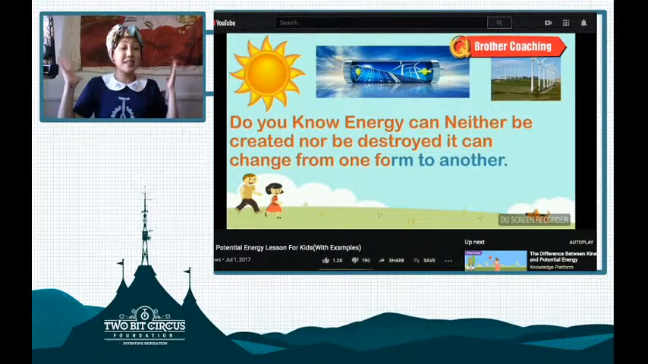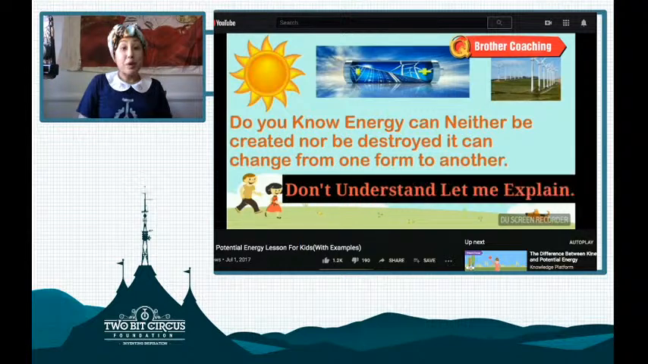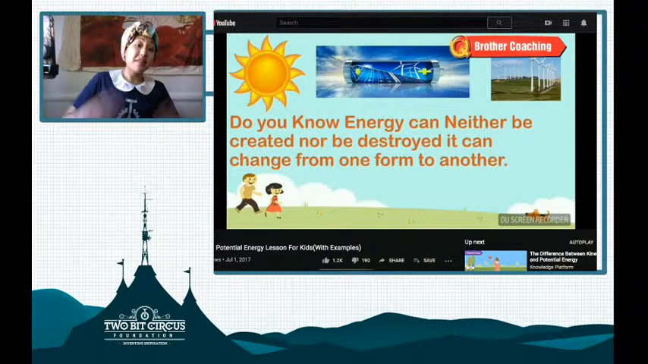Because the amount should be equal to one another. Oh, well, it's saying if you don't understand, they're going to explain further for you.